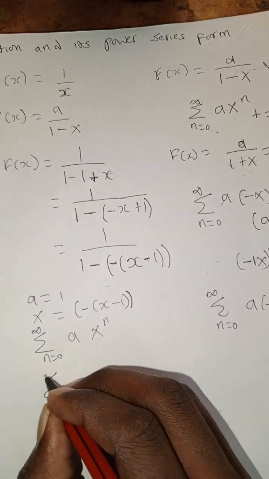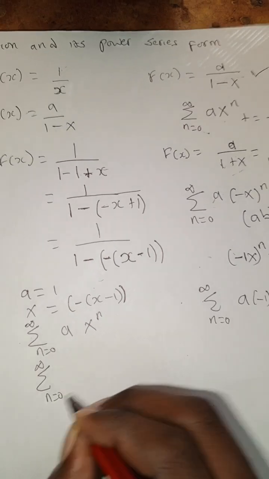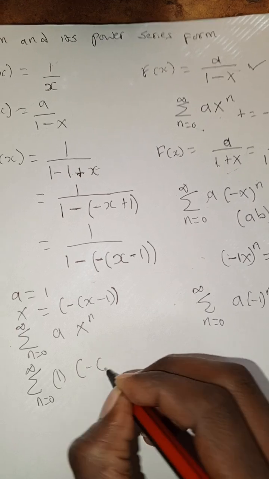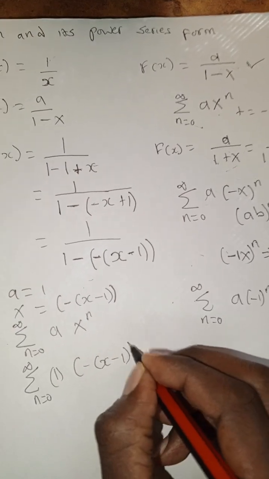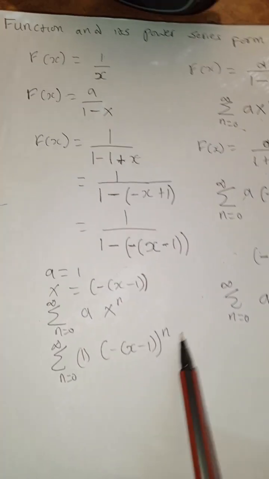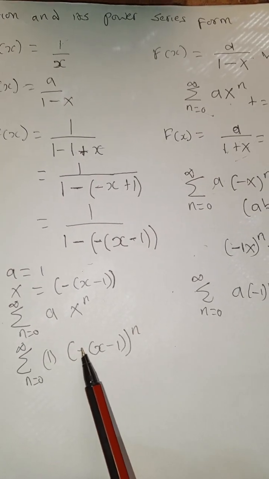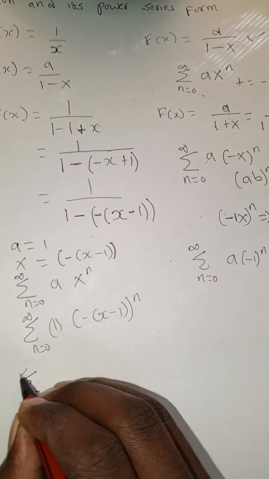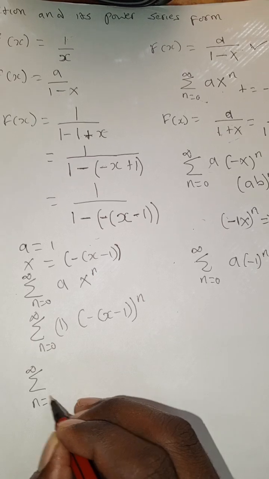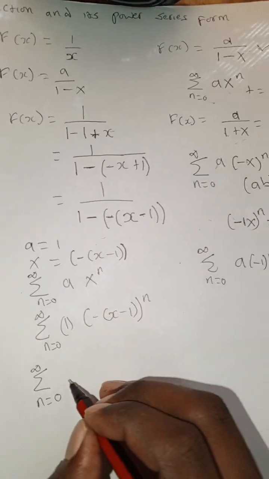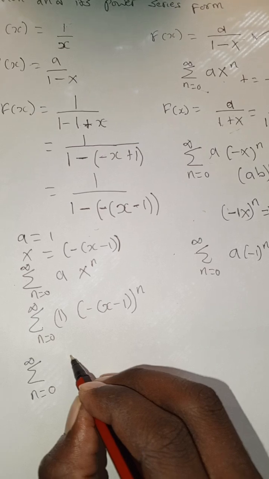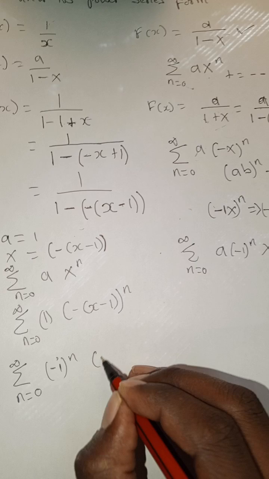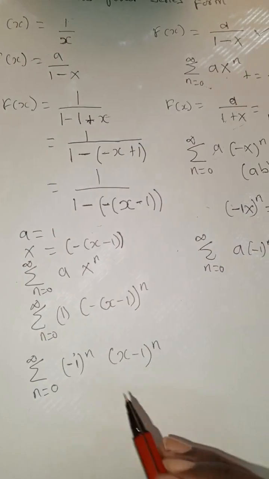So this will turn out to be the sum from n equals 0 to infinity. Our a is 1. Our x is negative x minus 1 to the power n. Now remember what I said. Whenever you just see a negative here, just know that you are factoring out a negative 1. So this will all end up to be the sum from n equals 0 to infinity of negative 1 to the power n, times x minus 1 to the power n.